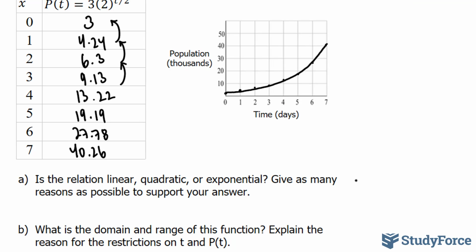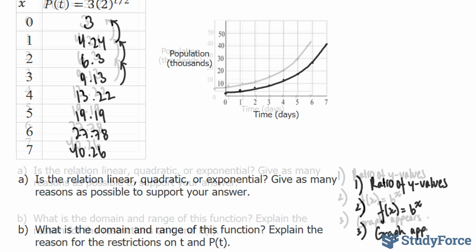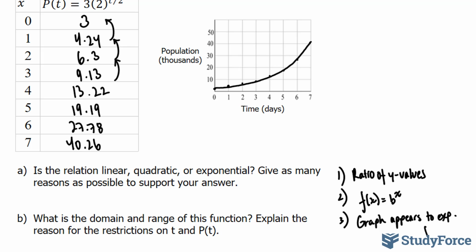So one of the reasons is ratios of y values are similar. Another thing is that the function itself looks to have the same format as f of x is equal to b to the power of x, which is what an exponential function usually looks like. You have a base raised to a power that contains a variable. And lastly, the graph itself. The graph appears to be growing. It started off slow, and then it started to pick up on day 6 and 7. Graph appears to exponentially grow.